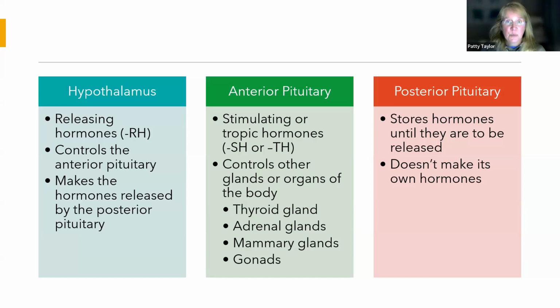Let's look at the anterior pituitary. There, you're going to see stimulating hormones and tropic hormones, SH or TH. Tropic hormones stimulate glands or organs of the body, such as the thyroid, adrenals, mammary glands, and gonads. And then, of course, the posterior doesn't make its own hormones. It is only storing hormones for the hypothalamus. It releases them under neural stimulation.